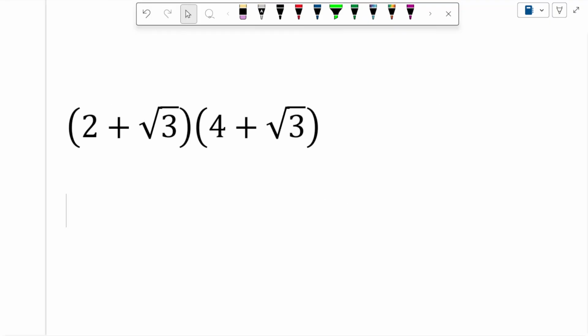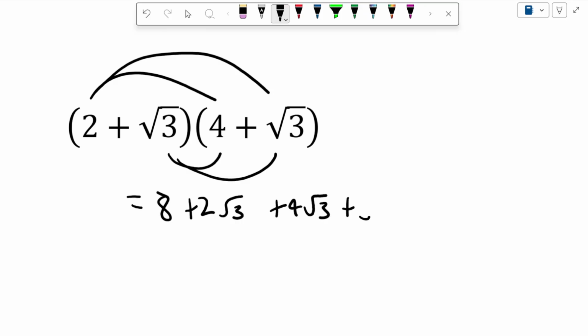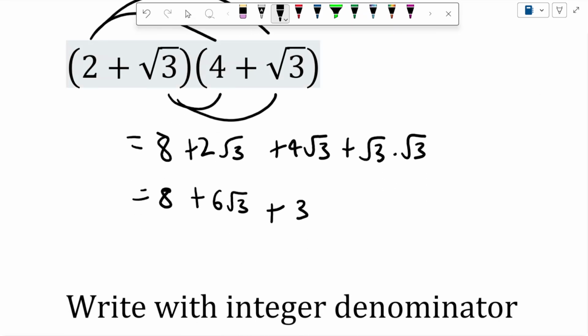And if the square root is the same, you get it much simpler. So 2 and 4 would give you 8 there. You would get 2 root 3 for that bit. You would get 4 root 3 for that bit. And you would get root 3 times root 3 for that bit. The two combined together to give 6 root 3 in the middle. And root 3 times root 3 is just 3, almost by definition. So this is 11 plus 6 root 3.